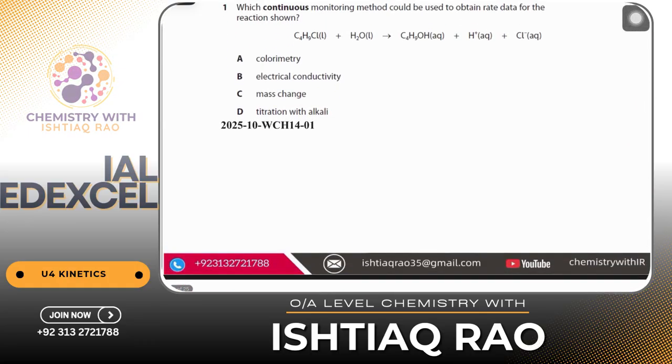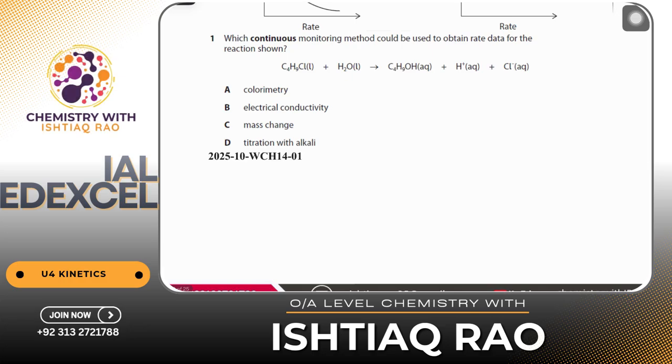Okay. Which continuous monitoring method could be used to obtain rate data for the reaction shown? Colorimetry, electrical conductivity, mass change, or titration with alkali. So remember, continuous monitoring method. I have to monitor the reaction, whether the reaction is fast or slower. So I would say it's going to be electrical conductivity.